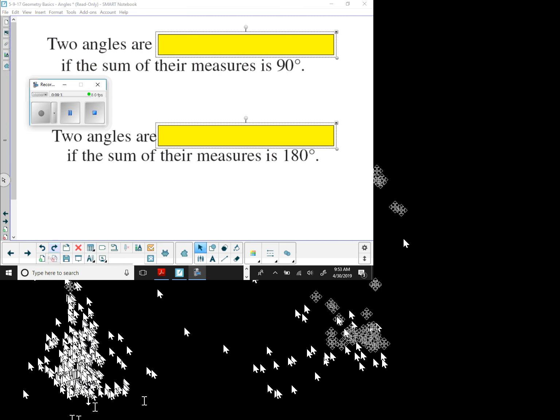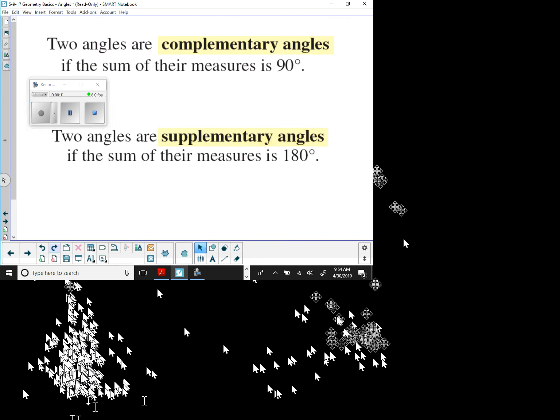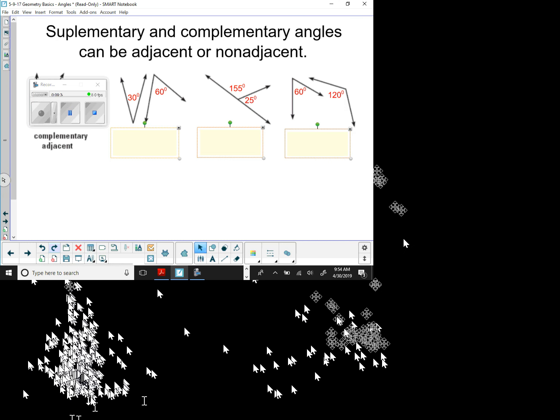Two angles are complementary angles if the sum of their measures is 90 degrees. Two angles are supplementary angles if the sum of their measures is 180. Sum means if you add them together. Supplementary and complementary angles can be adjacent or non-adjacent.